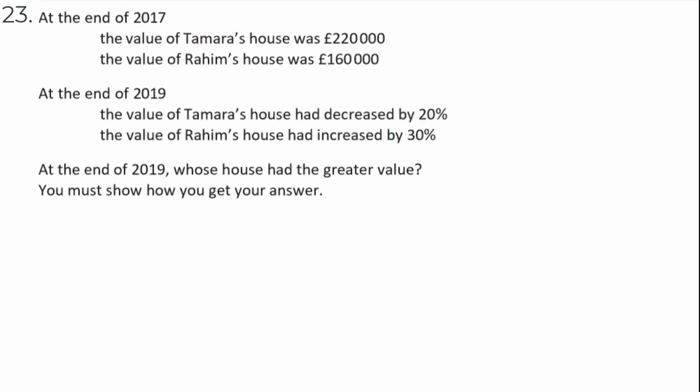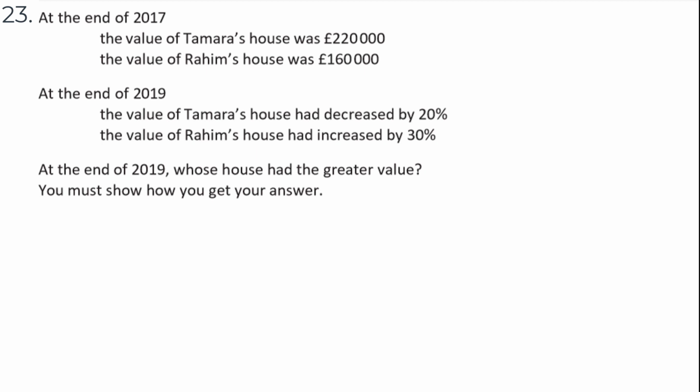At the end of 2017, the value of Tamara's house was £220,000, and the value of Rahim's house was £160,000. At the end of 2019, the value of Tamara's house has decreased by 20%, and the value of Rahim's house has increased by 30%. At the end of 2019, whose house had the greater value? You must show how you got your answers.